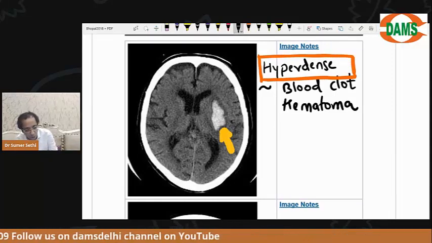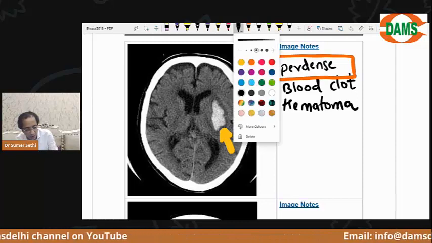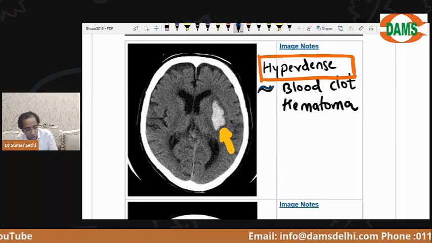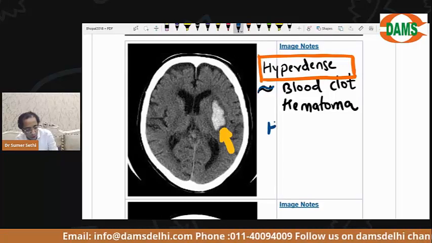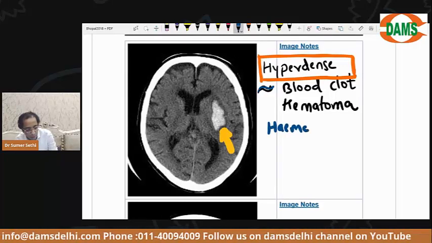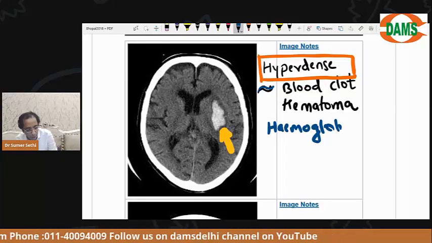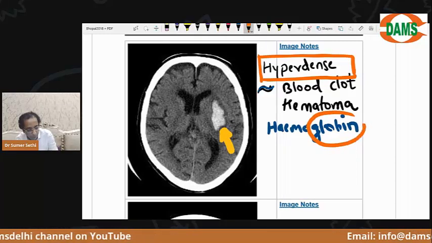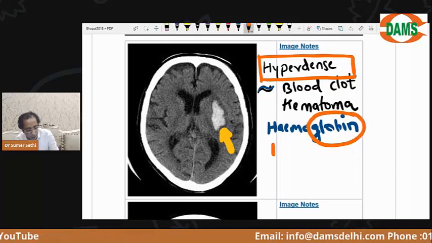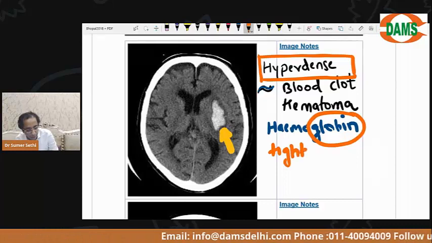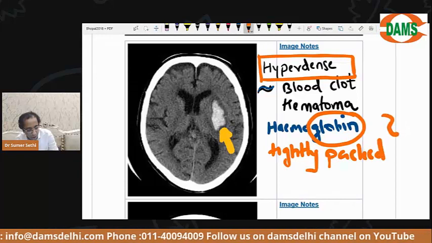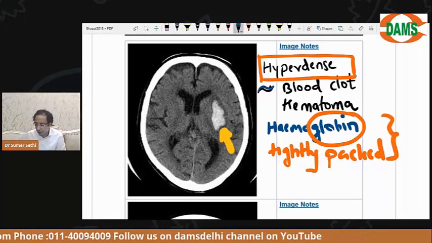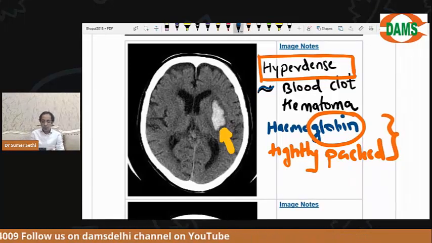Okay. Let's see if any of you can answer this question. Why is the brain hemorrhage hyperdense? Because in a blood clot, hemoglobin, especially the globulin part, becomes tightly packed, and that causes increase in attenuation, and that leads to brain hemorrhage being hyperdense. Let me explain to you.